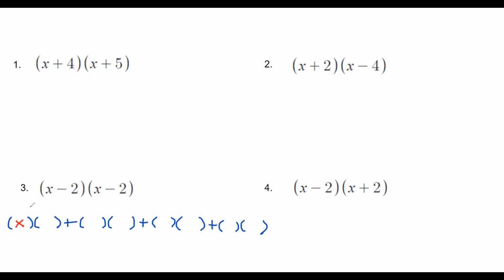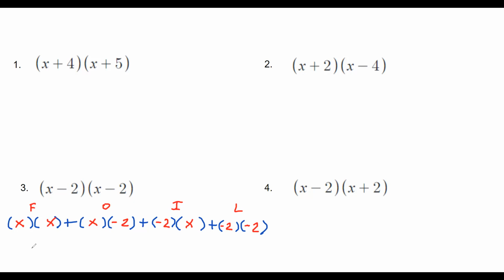Let me write my first, outside, inside, last. Our first are x and x. Our outside are x and minus 2. Our inside are minus 2 and x. And our last are minus 2 and minus 2.